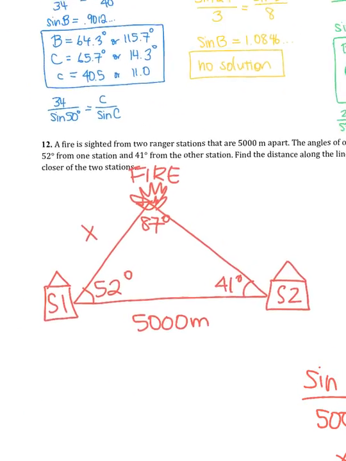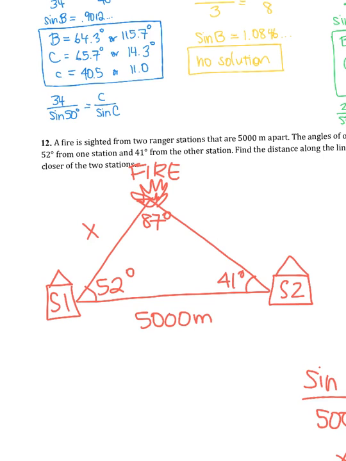All right, so for our last problem, number 12, our word problem, I drew a picture. So there's my lovely picture with station 1 and station 2, and we have the angles, and they are 5,000 meters apart. All right, so given those two angles, I could find the last angle using 180 minus 52 degrees minus 41 degrees to give me 87 degrees. And then I wanted to find the distance along the line of sight to the fire from the closer of the two stations.